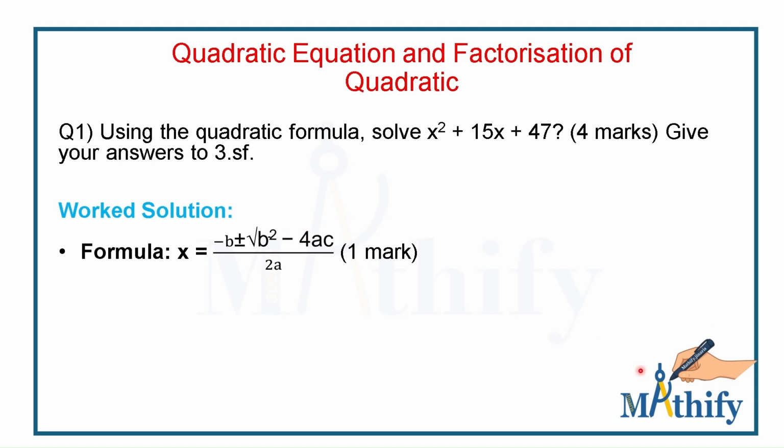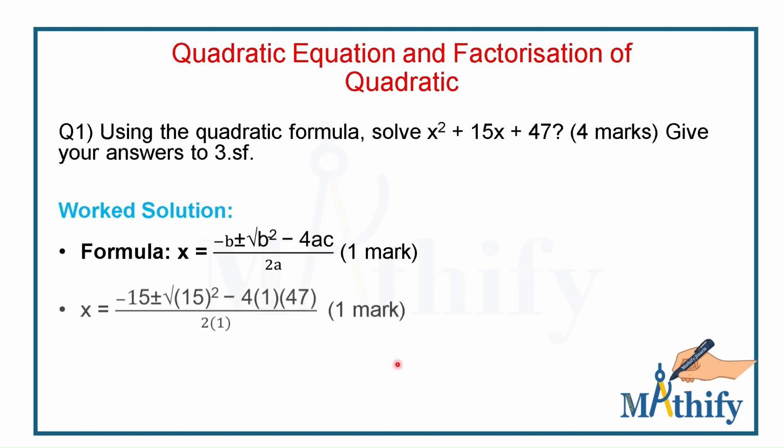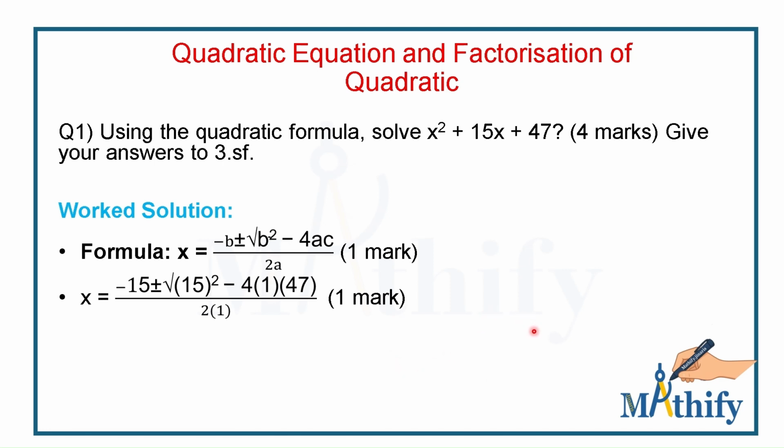Next, we need to know which values we can plug into the formula. Our a is equal to 1, our b is equal to 15, and our c is equal to 47. Let's plug this into our formula. x is equal to minus 15 plus or minus square root of 15 squared take away 4 times 1 times 47 divided by 2 times 1. That's your second mark. So when we simplify this, x is equal to minus 15 plus or minus square root of 225 minus 188 divided by 2 times 1, which is 2.